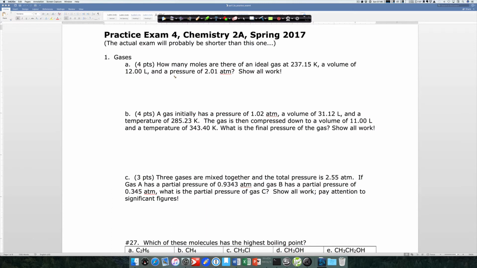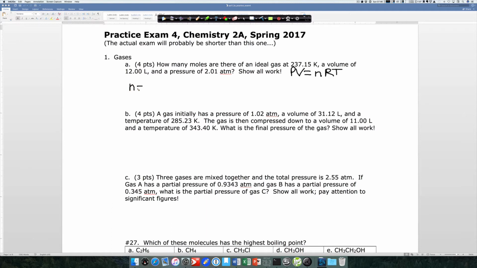So how many moles are there of an ideal gas at 237.15 kelvins, a volume of 12 liters, and a pressure of 2.01 atmospheres? Now the equation we need here, which is given on the back page of the test as always, is the ideal gas equation. So we have PV equals nRT. And it might actually help you to prearrange the equation to isolate n. n, remember, is the number of moles.